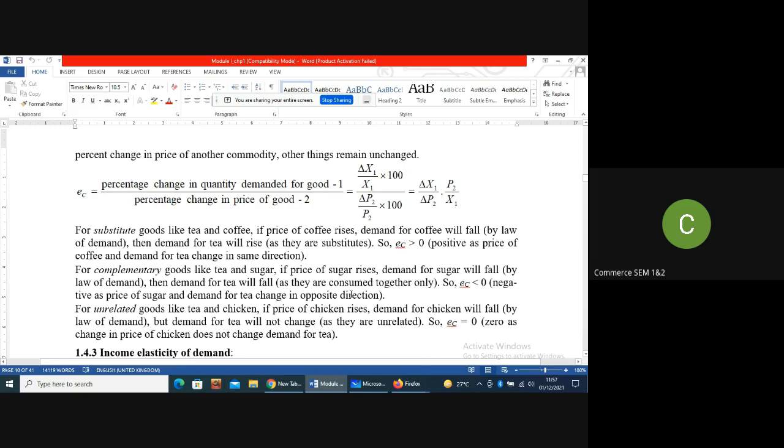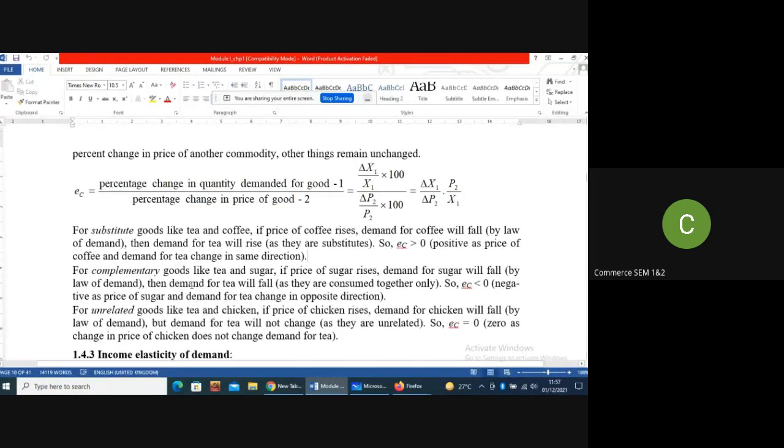Similarly, for complementary goods like tea and sugar, if the price of sugar rises, demand for sugar will fall by the law of demand, and then demand for tea will.